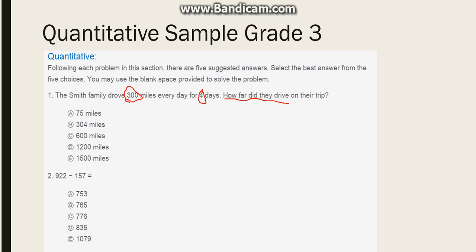All right, so then I would ask the student to identify what kind of question it is. Well, many grade 3 students don't multiply yet, but this is basically a multiplication problem. Or it could be an adding problem where they would simply just put 300 plus 300 plus 300 plus 300.